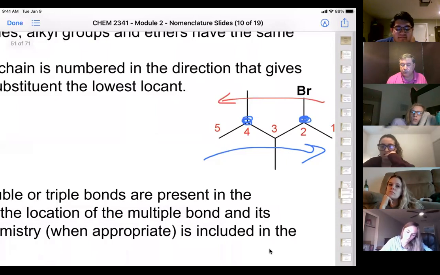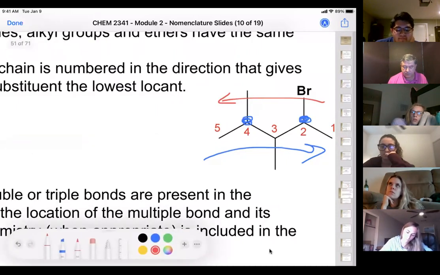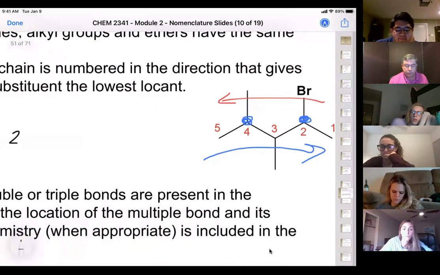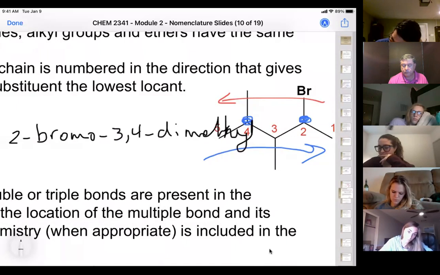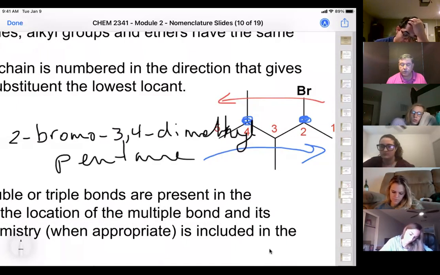Okay, so let me write that out. We have 2-bromo, 3,4-dimethyl pentane. No double bonds, no triple bonds, and the bromine takes priority because of its alphabetization.